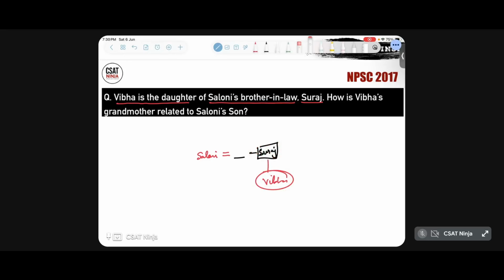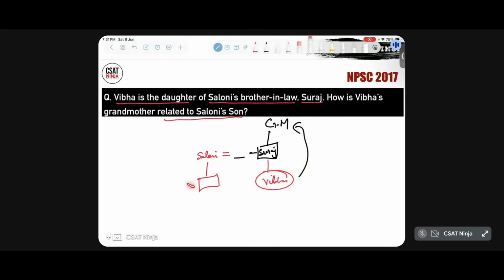Next one. What is asked? How is Wiba's grandmother related to Saloni? That means Wiba's grandmother will be one generation above. Wiba's grandmother is this one. And we are asked to find how Wiba's grandmother is related to Saloni's son. Saloni has a son here.